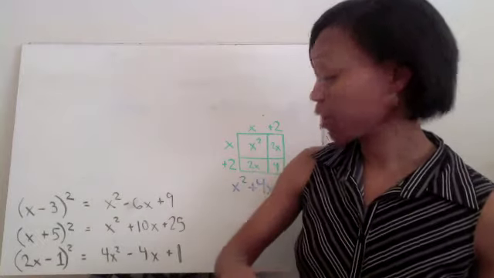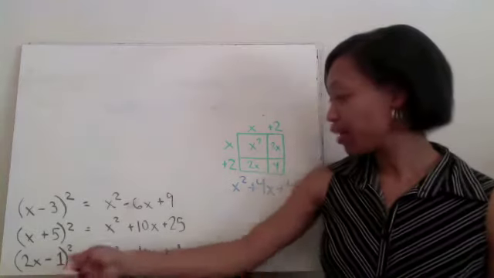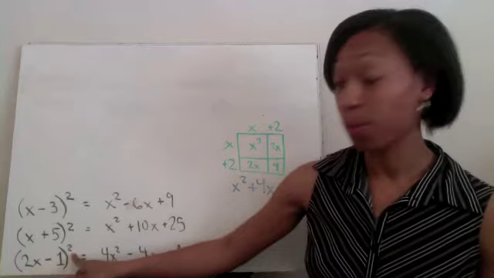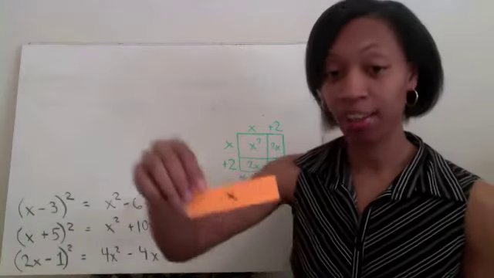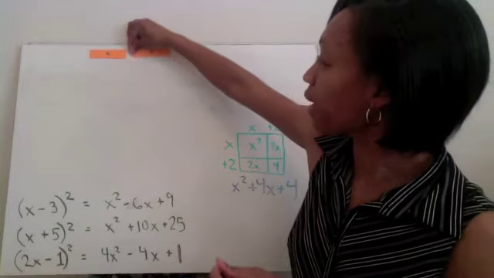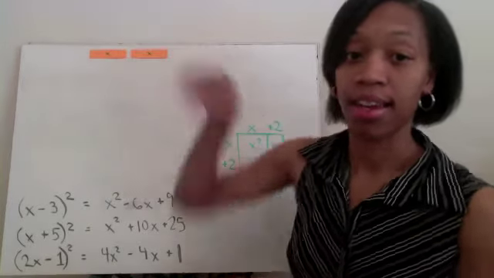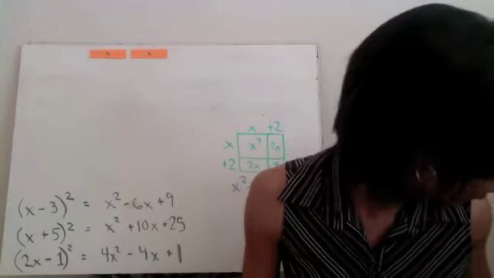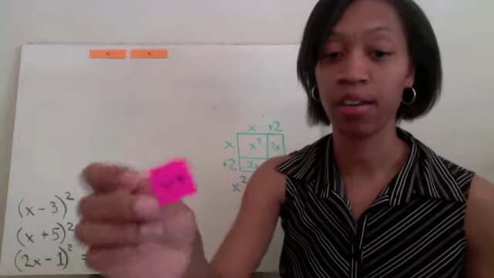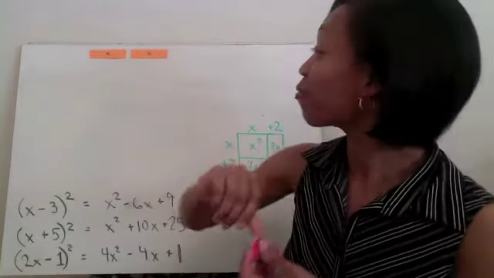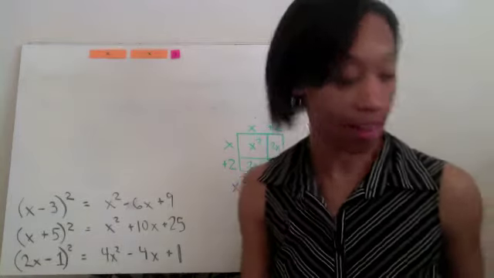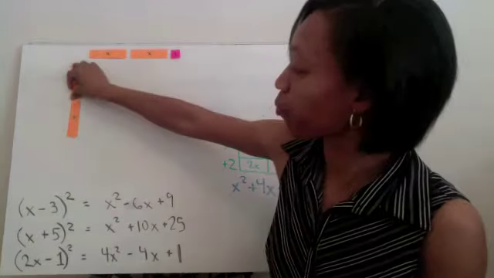Alright, so I'm going to demonstrate multiplying with tiles using this last example right here, 2x minus 1 squared. To do that I have a tile here with an x on it. So here's x, 2x, and minus 1. Let's use orange for positive numbers, and we'll use a pink 1 for negative 1. 2x minus 1. And we're going to multiply that by another 2x minus 1.